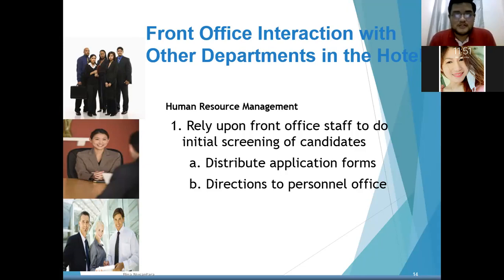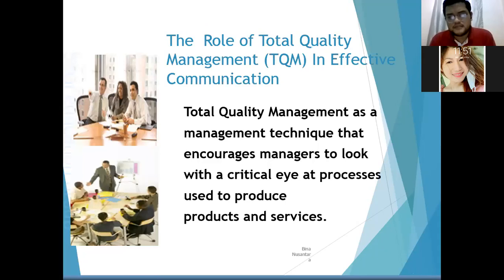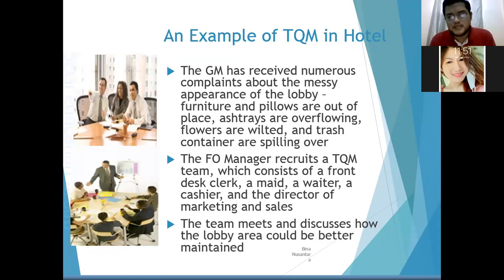Okay, that is all important for the final, the interaction of front office and other departments of the hotel. The rest of the chapter is not really important.